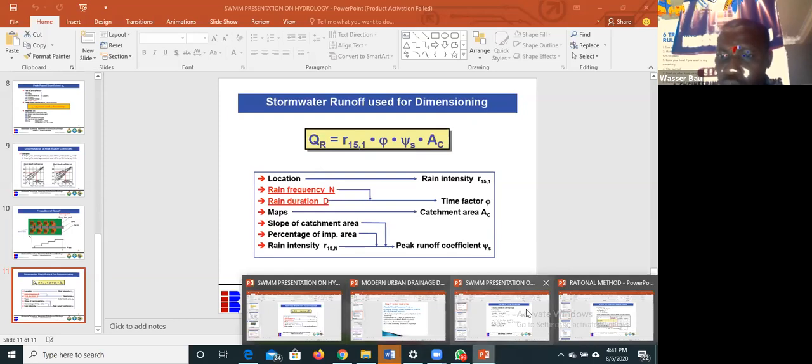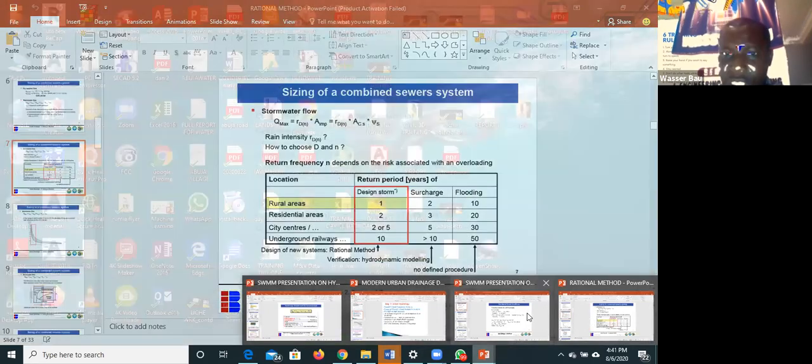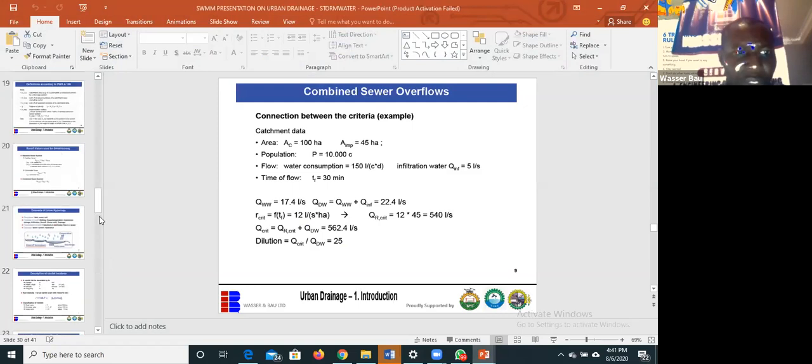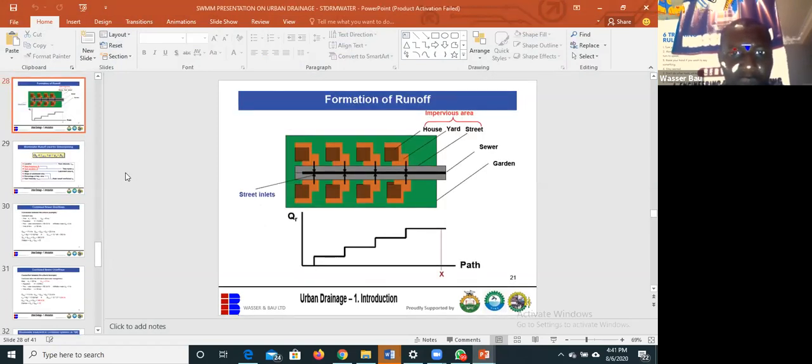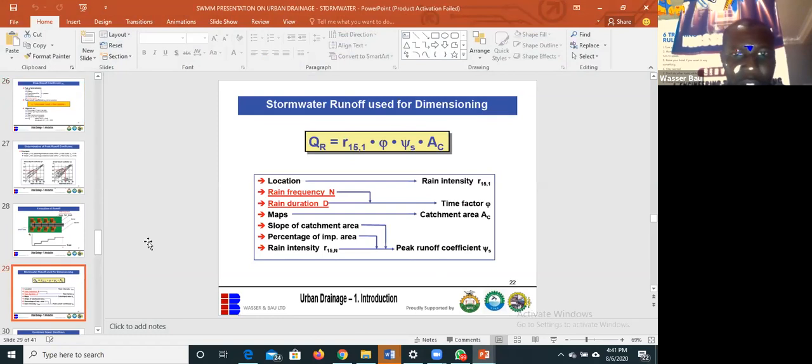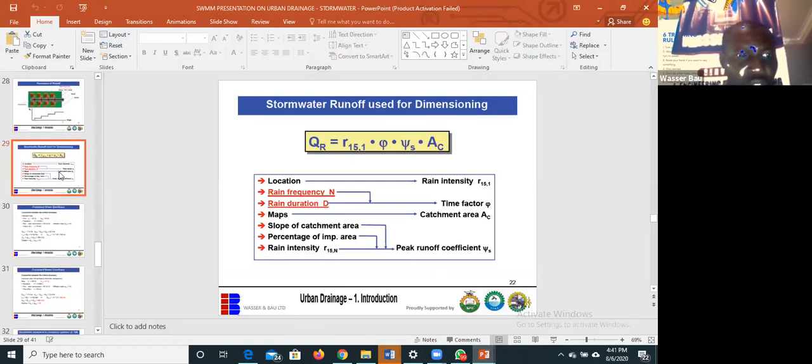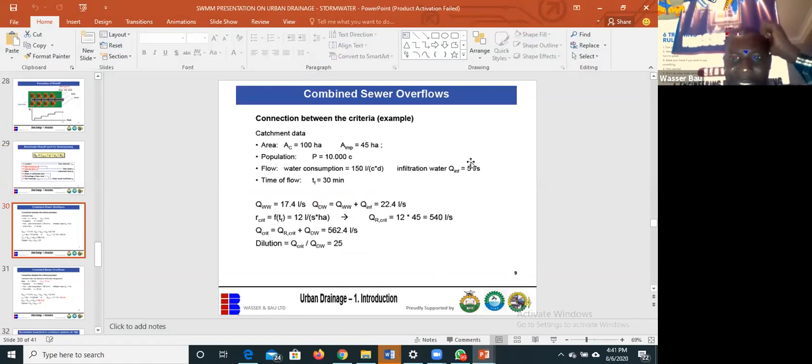So after that, let's follow it up with urban drainage. Okay, we are somewhere here under urban drainage. Let's do a simple exercise now. For instance, there's an area where the catchment area is 100 hectares, but the impervious area is 45 hectares. How do we come about it? It means that the runoff coefficient is 0.45.